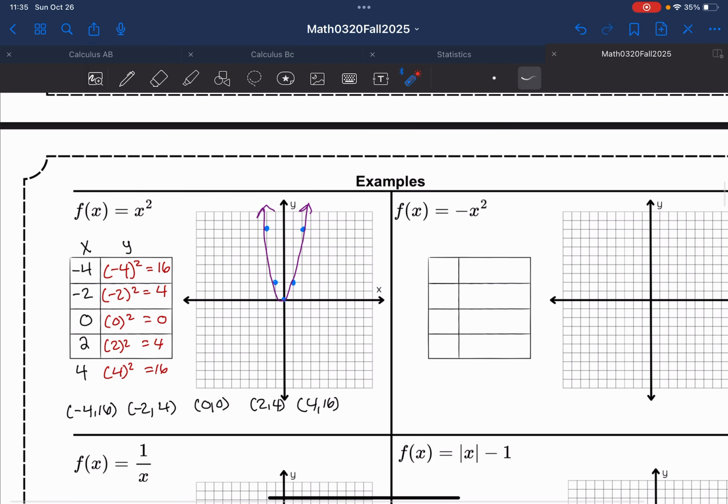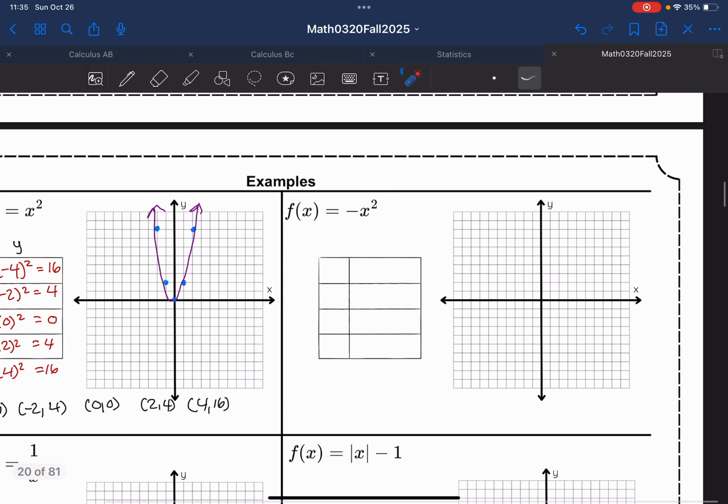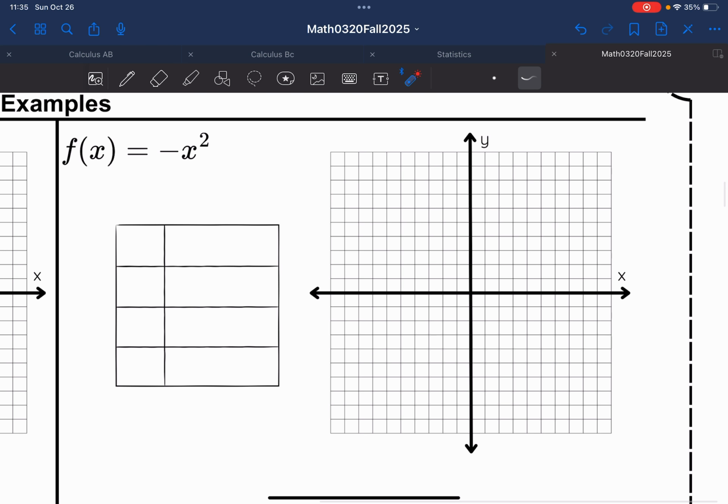Okay, and that would be my graph. Okay, on the next example, notice that it's the same thing, but now it's a negative x squared. So I'm going to use my same numbers. So these are my x's, these are my y's. Negative 4, negative 2, 0, 2, 4. And what you'll notice is that all the answers are going to be the same, but they're just going to be negative because that negative is not attached to the x squared.